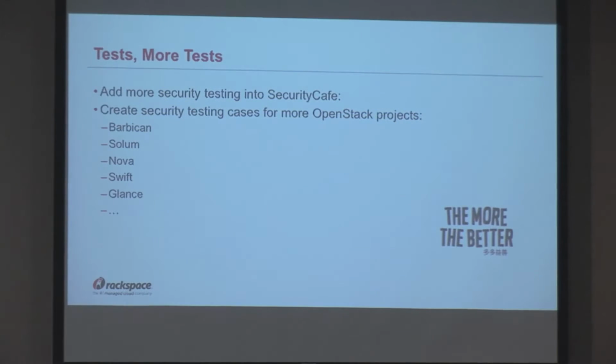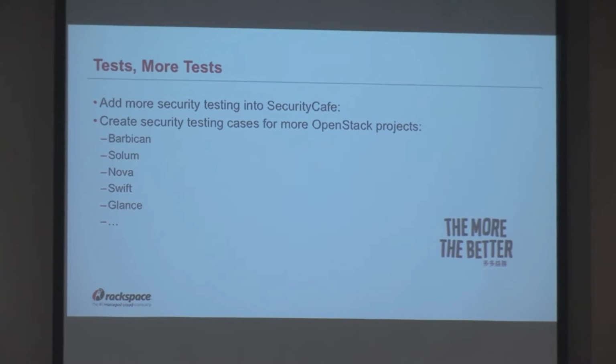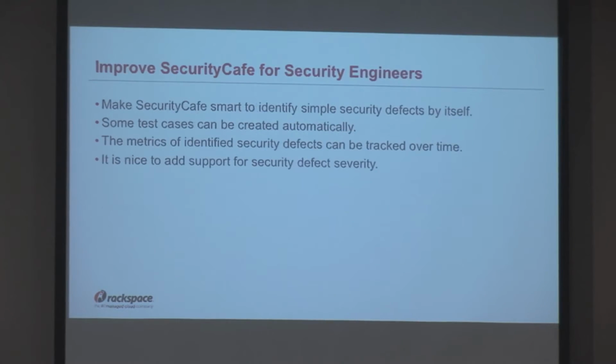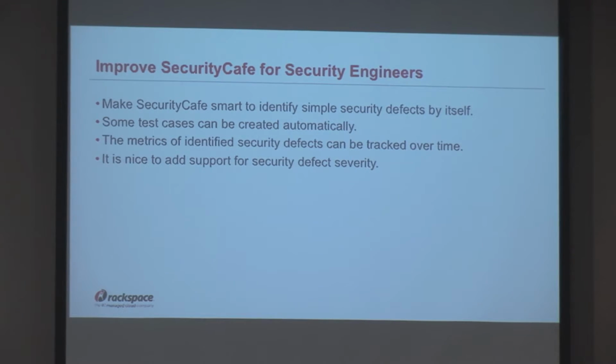Let's talk about our plan for the next stage. We are trying to add more test cases for different products, but because OpenStack has a huge list of products, it might take a while. And we are trying to improve our security framework. We want to make it a little bit smarter, so that it can find some simple defects by itself without us writing code. For some tests, we want to automatically generate test cases. And we want to track the security defects over time.